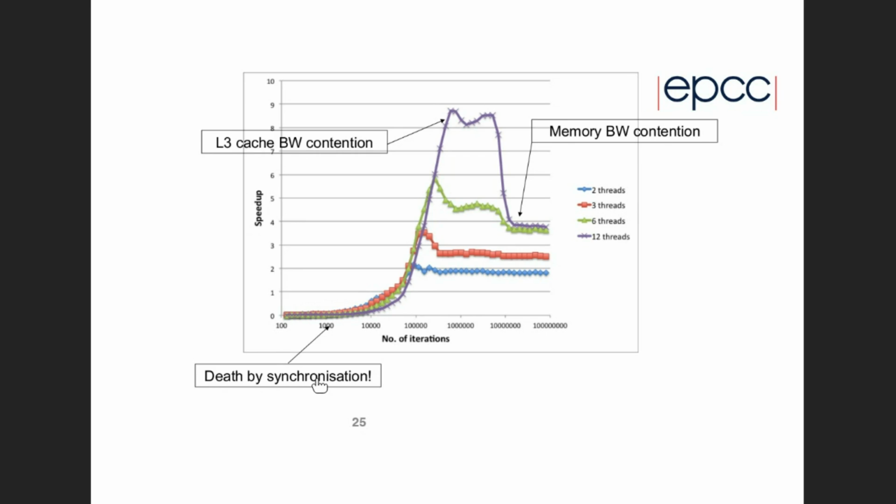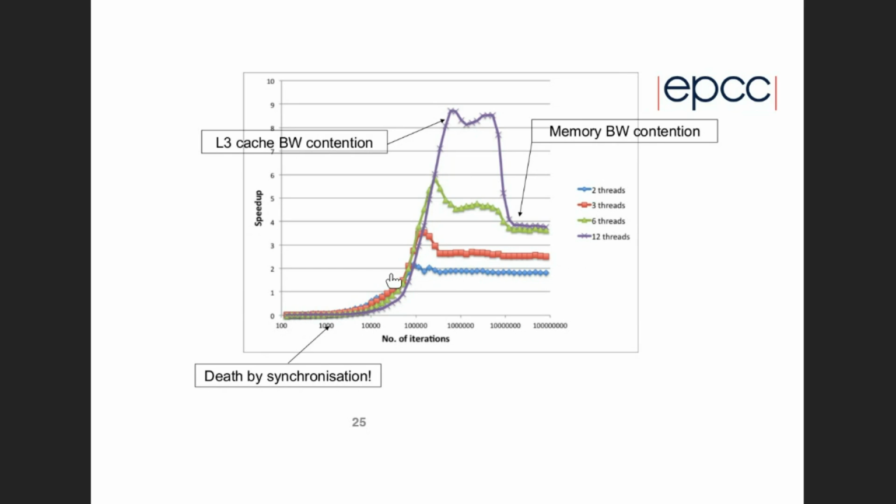And this is death by synchronization. For small values of n, I don't have enough work in the loop to offset the overheads of the parallel region. Depending on the number of threads, it takes somewhere in the tens of thousands of iterations to even break even, to get a speed up of 1 and have the parallel code run faster than the sequential code. So that's a useful reminder that you do really need enough work inside your parallel loop to make it worthwhile. Once I've overcome that, on 2 threads everything's pretty nice. I reach a speed up of about 2, and it stays there.